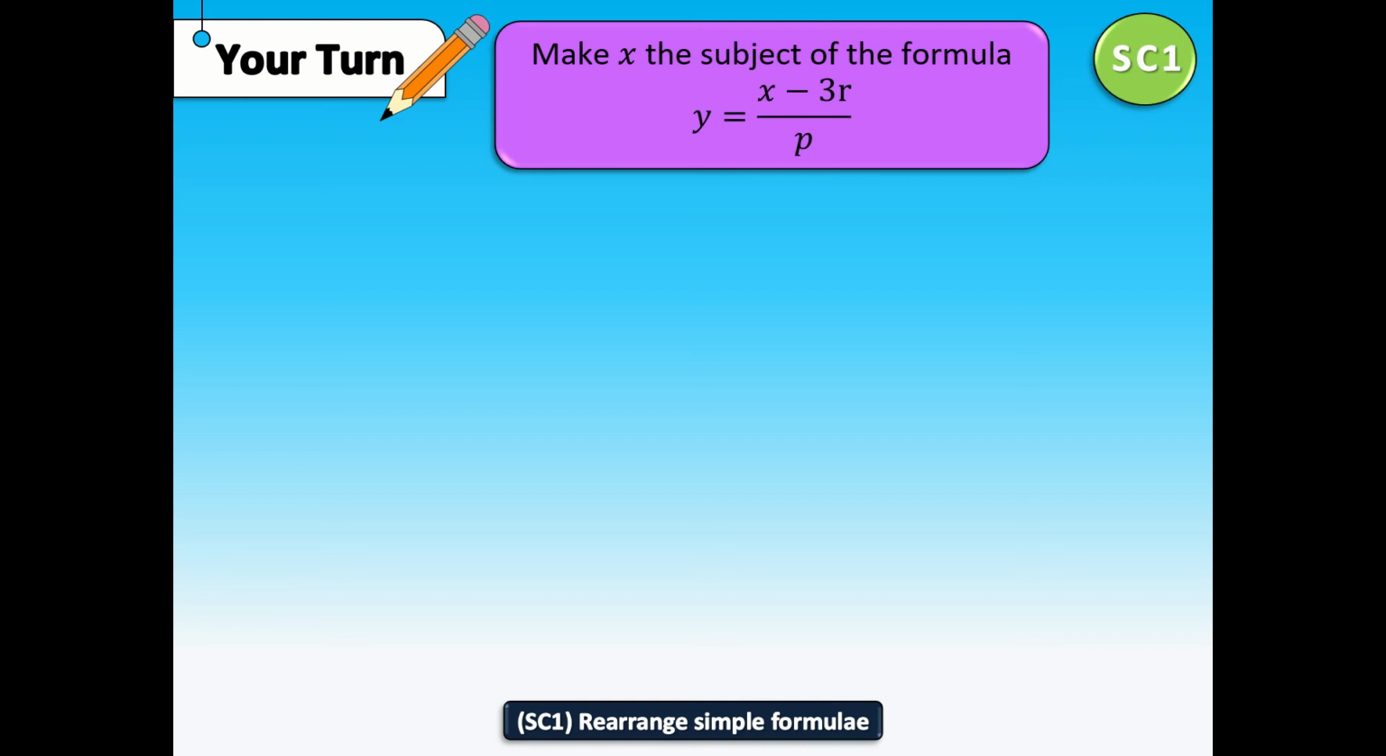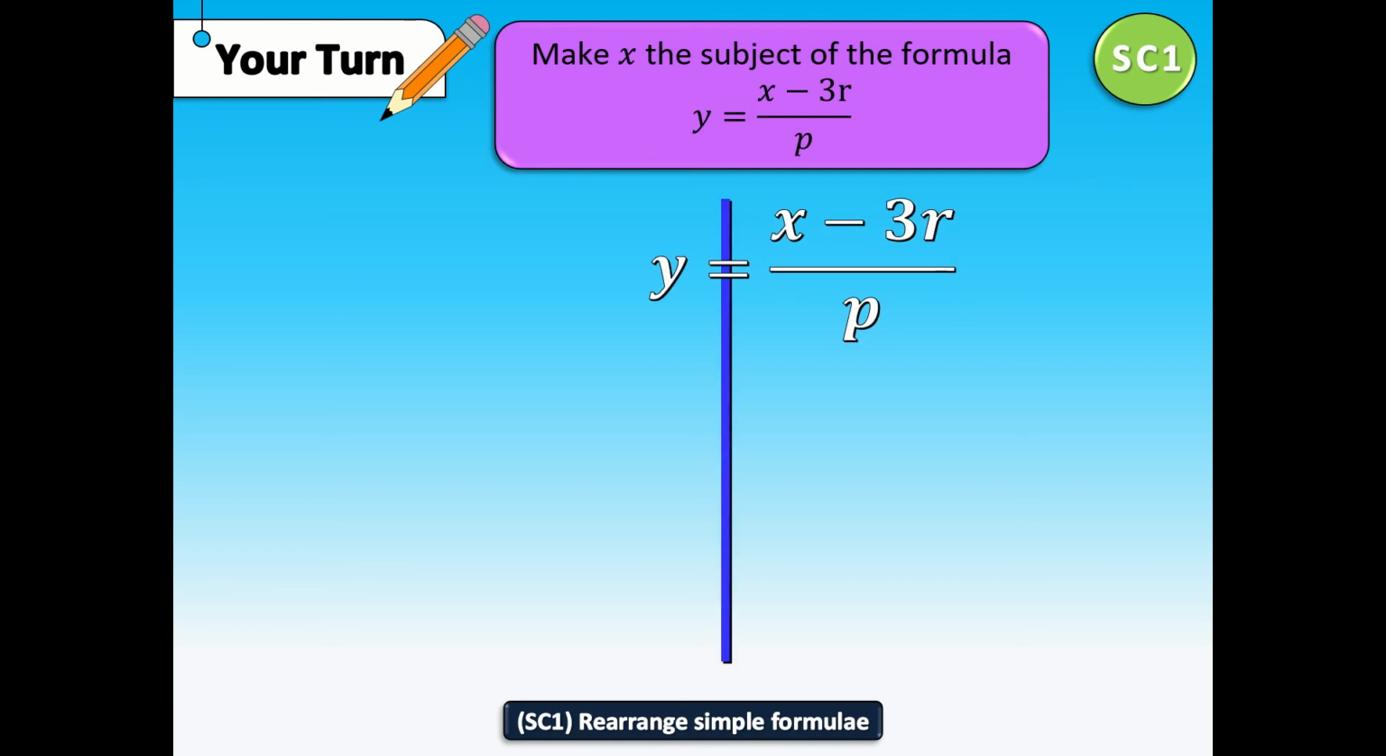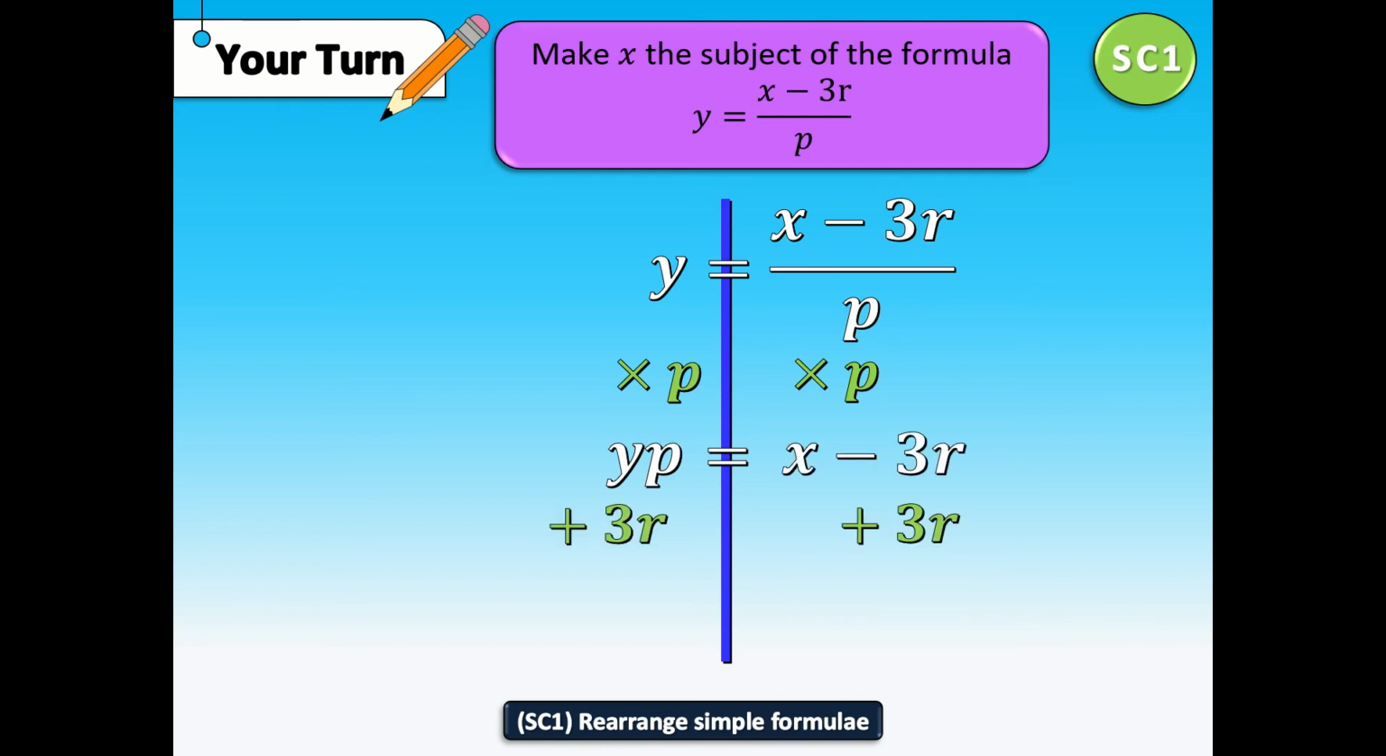So in this question, we want to make x the subject of the formula y equals x minus 3r over p. So we start by timesing both sides by p, which gives us yp equals x minus 3r. Then we add 3r to both sides, so we get yp plus 3r equals x. So we've made x the subject of the formula.